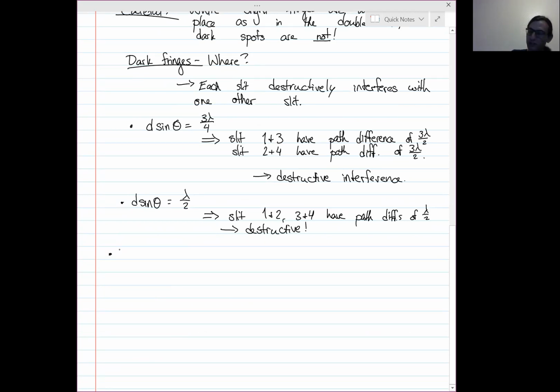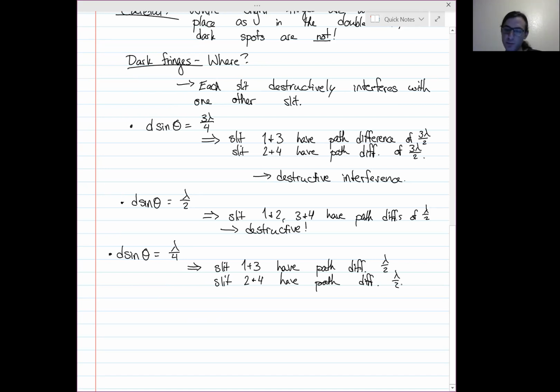There's one more case. When d sine theta is equal to lambda over 4, we can analyze this again. So slits 1 and 3 have a path difference of lambda over 2, and slits 2 and 4 have a path difference of lambda over 2. Does this apply when we have more slits, or no?